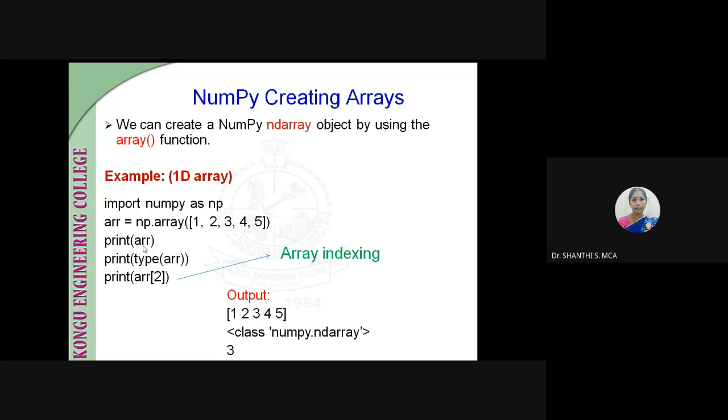Here I am printing the content of the array. So this will print 1, 2, 3, 4, 5. This is the content of the array. Next, print the type of the array.